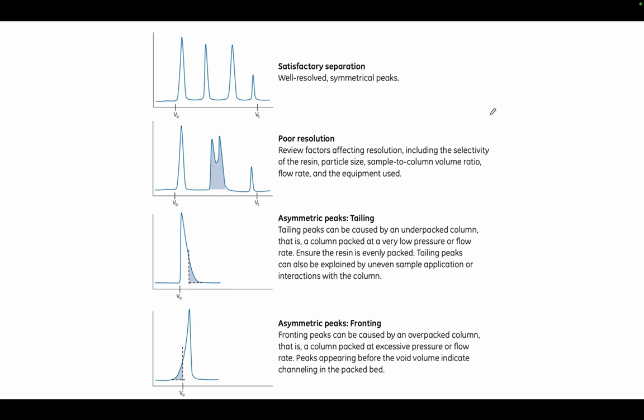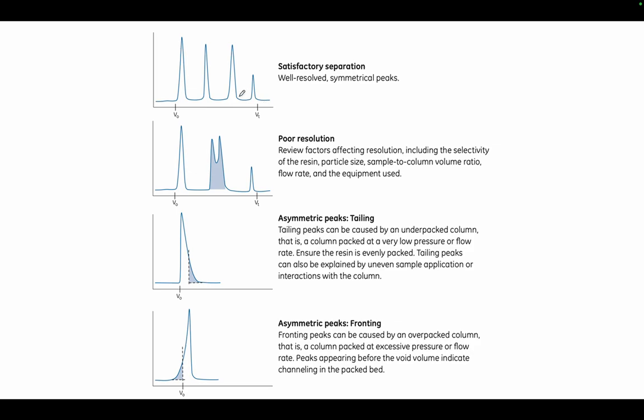And we just saw what an ideal chromatogram will look like, right? You want peaks like this, which are well separated from each other. Peaks are nice and symmetrical, and they're all eluting between the void volume and the total volume, right? So this is ideally how our separation should take place.